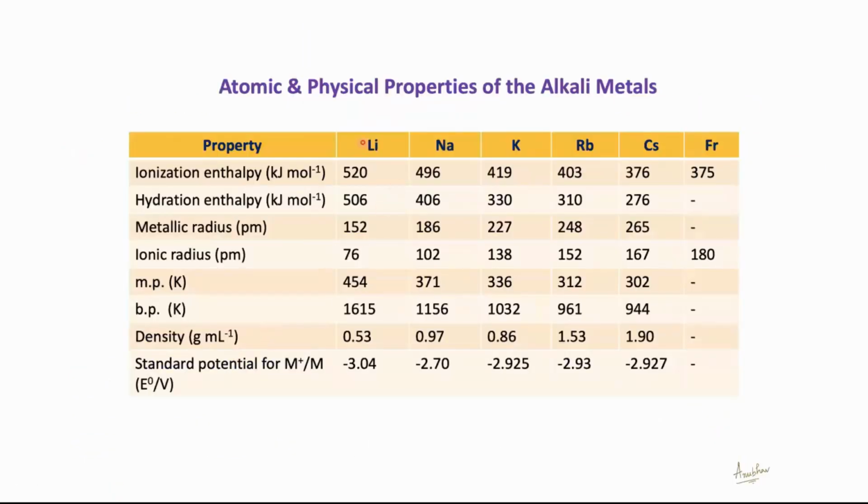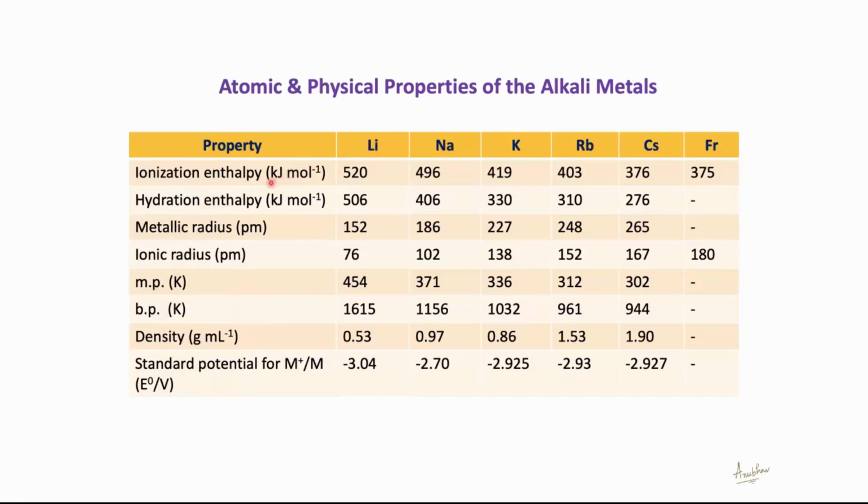So in this next slide, I have collected some atomic and physical properties of all the alkali metals. The properties are shown on the left-hand side. You can have a look at this. There is the ionization enthalpy in kilojoule per mole, hydration enthalpy, metallic radius, ionic radius, their melting and boiling points, their density, and the standard electrode potential. And on the right-hand side, you see the elements are shown from lithium to francium. So we will take them one by one.